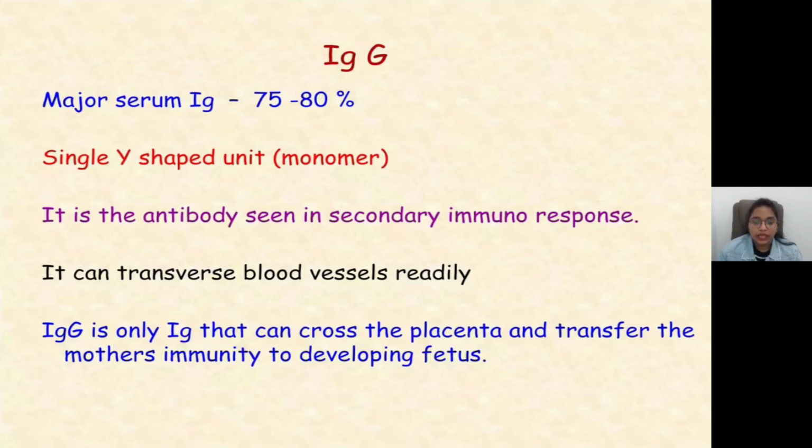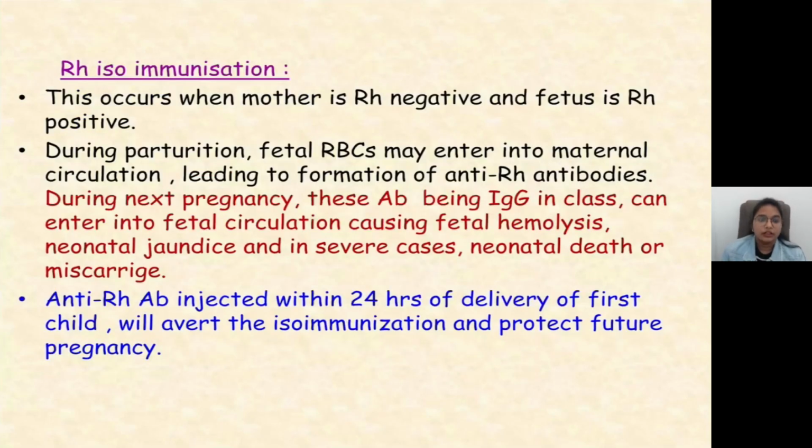Now come to immunoglobulin G, that is gamma globulin, with the gamma heavy chain, right? It makes up your major serum antibody, about 75 to 80%, as a single Y-shaped monomer unit. It is mainly seen in the secondary immune response, right? They can transfer from blood vessels easily, and IgG can cross the placenta and transfer the mother's immunity to the fetus, right? So this will be a gamma globulin, right?